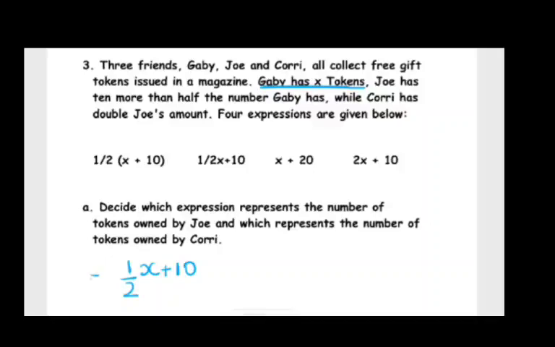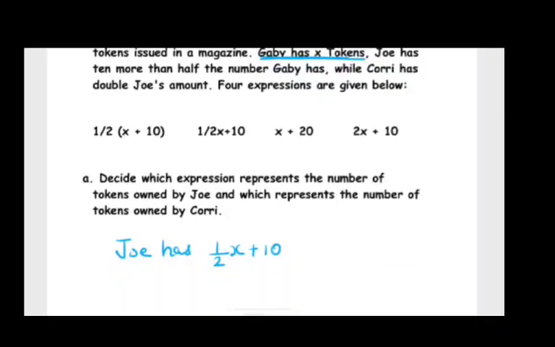So this is what Joe has. Let me write it like that. So Joe has Gabby's half, and to his half he adds 10. So this is what Joe has. So this is the expression for Joe.